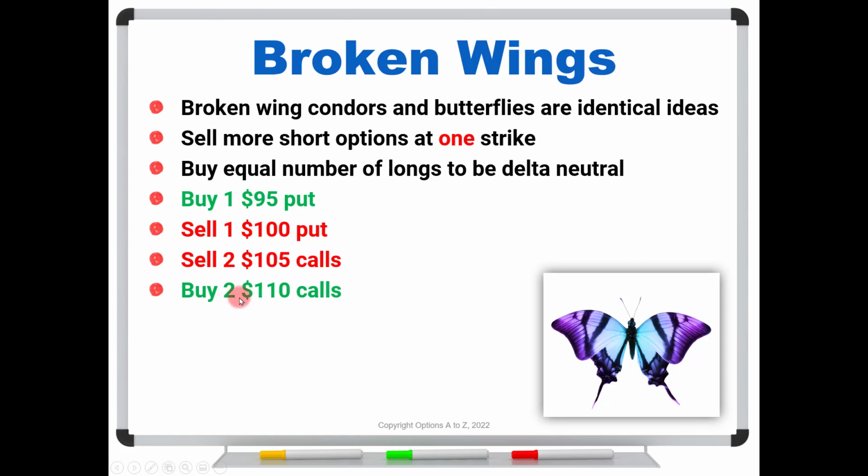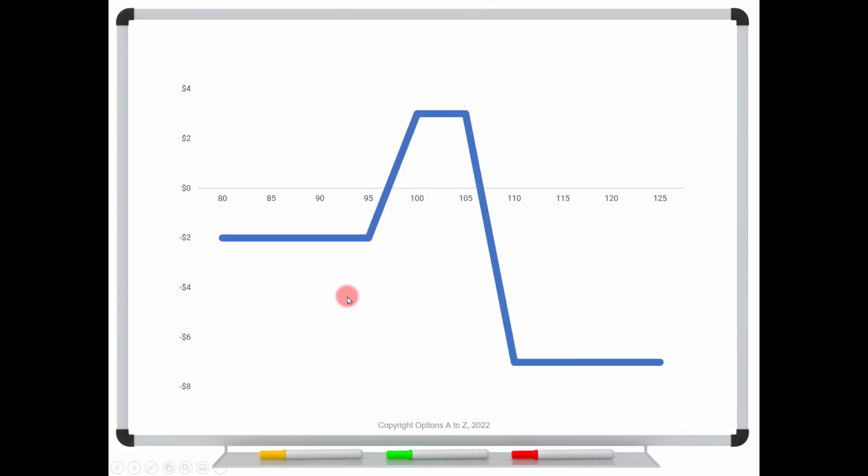So we need to buy 2 here to make this delta neutral. If we put this trade on, this is the risk graph you're going to see. You see how it's now asymmetric? This is the broken wing.